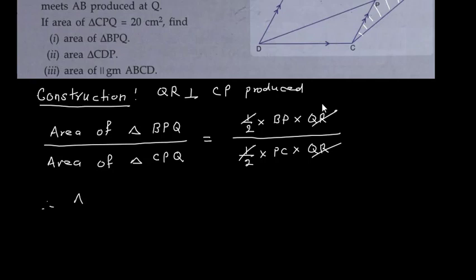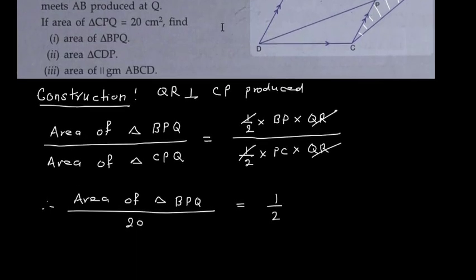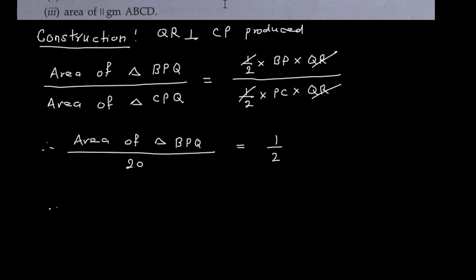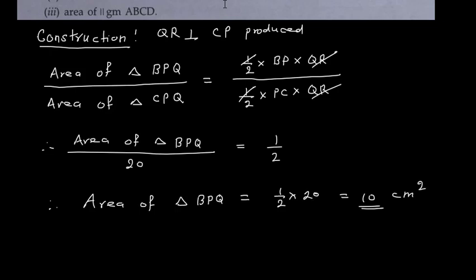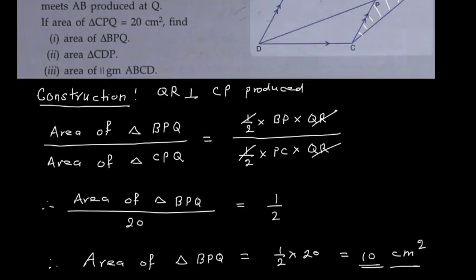So therefore area of triangle BPQ divided by area of triangle CPQ, which is given as 20. Here BP upon PC is given 1 upon 2. So this will give us the area of triangle BPQ is half into 20. Half into 20 is 10. So 10 centimeter square is the area. So the first part is done.